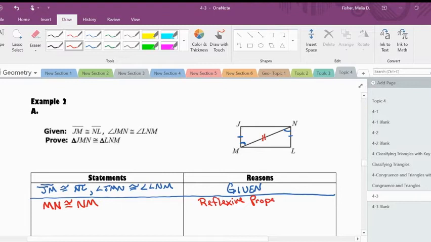I like to think of this one like looking in the mirror and seeing my reflection, and we're the same exact person in the mirror and out of the mirror. And this line, MN, is part of the top triangle and part of the bottom triangle, but it is the exact same line. So that is the reflexive property.